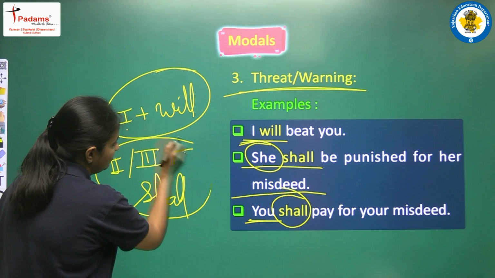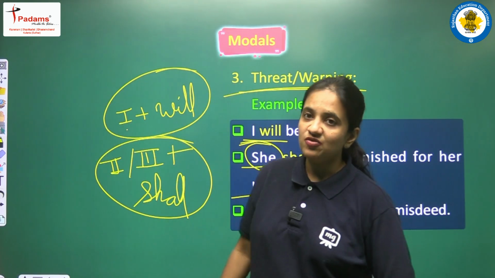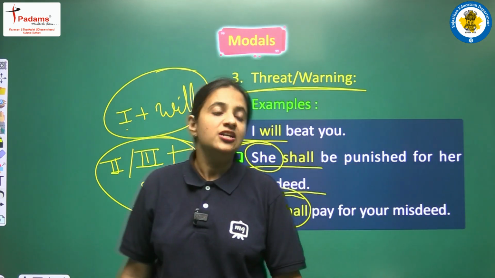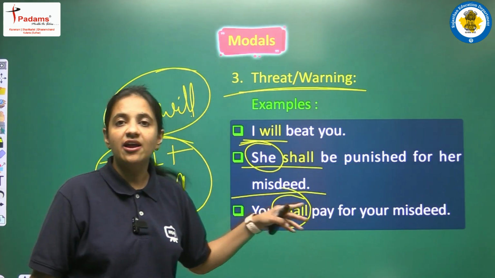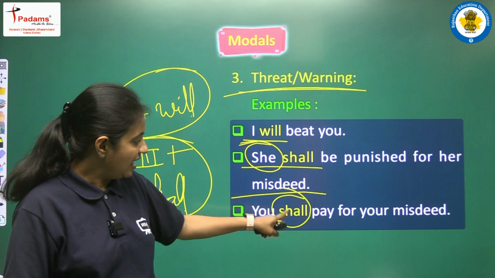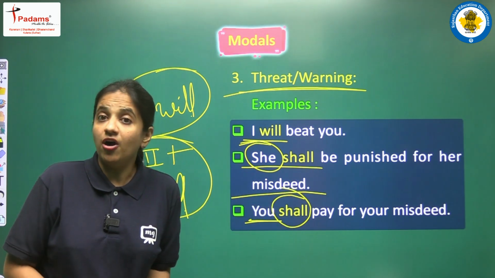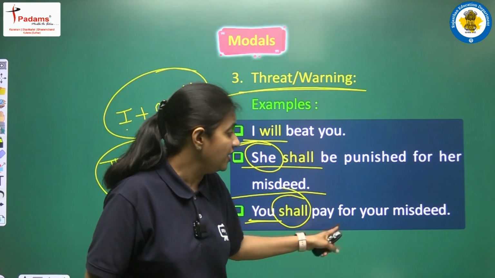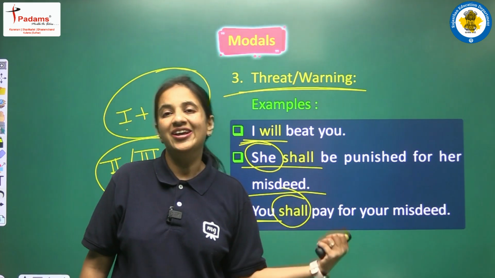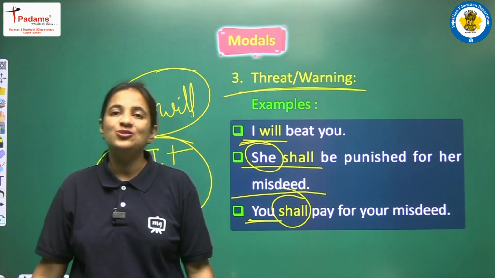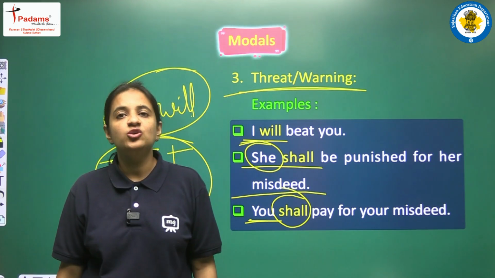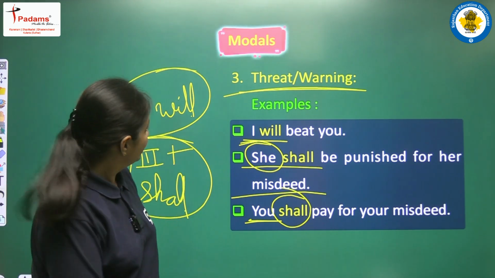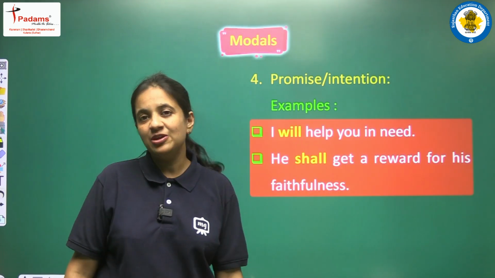So if we have this combination, then also we can say that we have will and shall as modals. So yes, in this sentence also we have a modal auxiliary, and with the help of shall we are showing warning, we are showing threat, and we are saying that you shall pay for your misdeed. Alright, so this is another use of shall and will when they are used to show some kind of warning, some kind of threat.